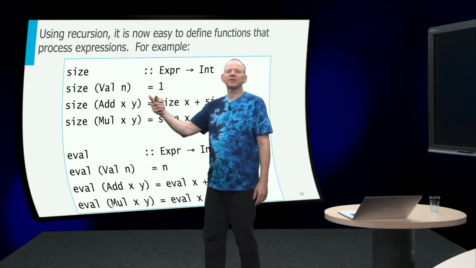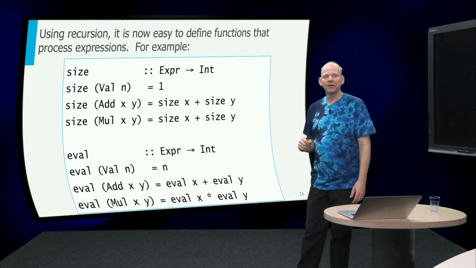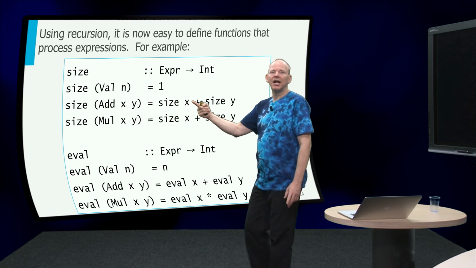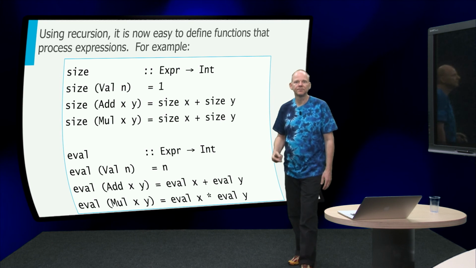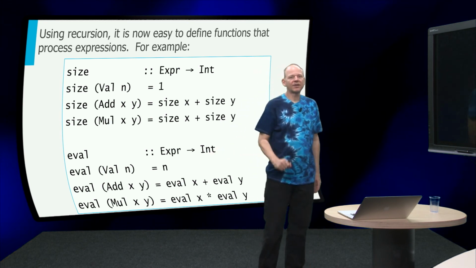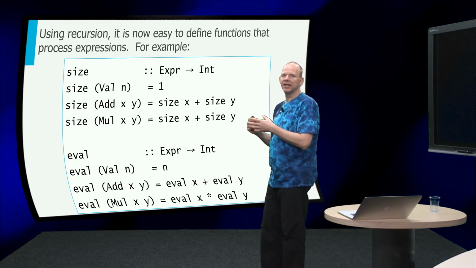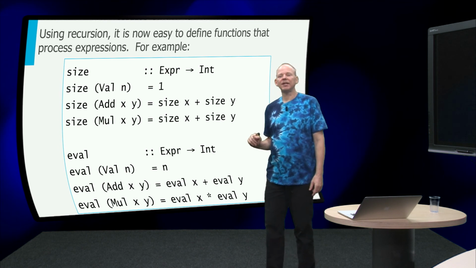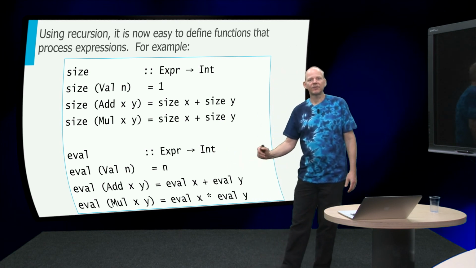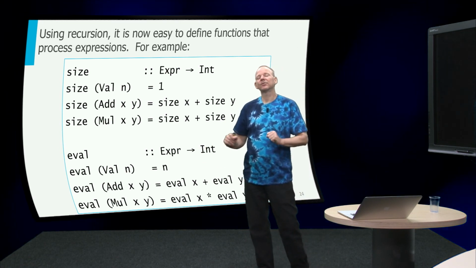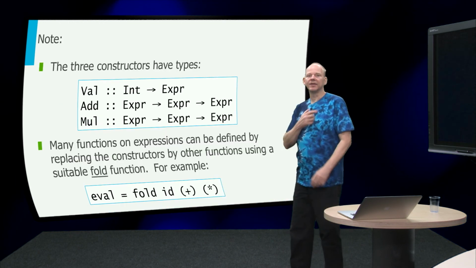In an object-oriented language, you would probably make size into a virtual method of the expression superclass and then override that virtual method in each of the concrete subtypes. Here's the evaluator for expressions, or the interpreter. So what it does is it takes an expression and calculates the integer value. If you already have a value, you're done. Otherwise, you evaluate the left-hand side and the right-hand side. And if you happen to have an addition, you add them up. And in case you have a multiplication, you multiply them.